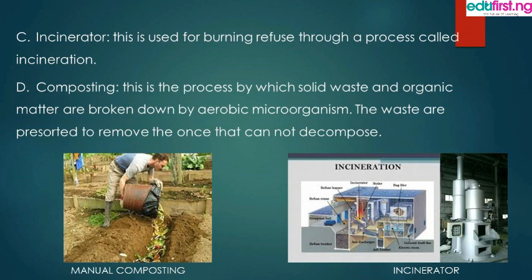And we also have another method called composting. This is the process by which solid waste and organic matter are broken down by aerobic microorganisms. The waste is pre-sorted to remove the ones that cannot decompose, such as bottle and other refuse. And you can see the man doing a manual composting. Such manure can then be used as fertilizer.